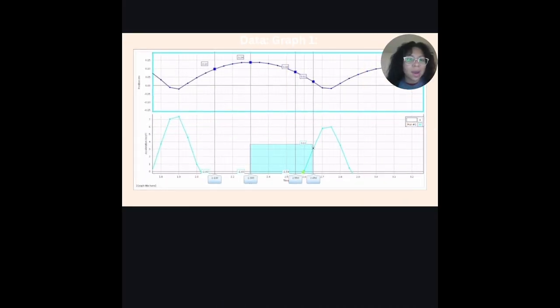This is our same graph. Graph number one is just once we finished the annotations, we had the 4 points, and then we also had our acceleration between point 2 and point 4. So that way we could better see our acceleration using the graphs.